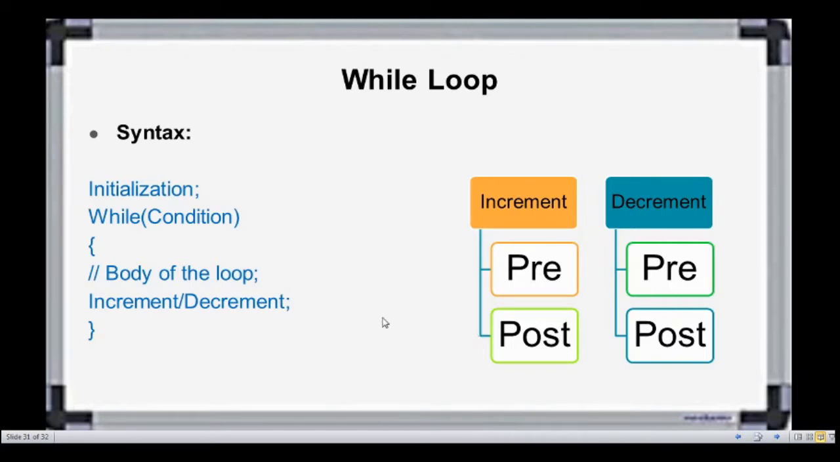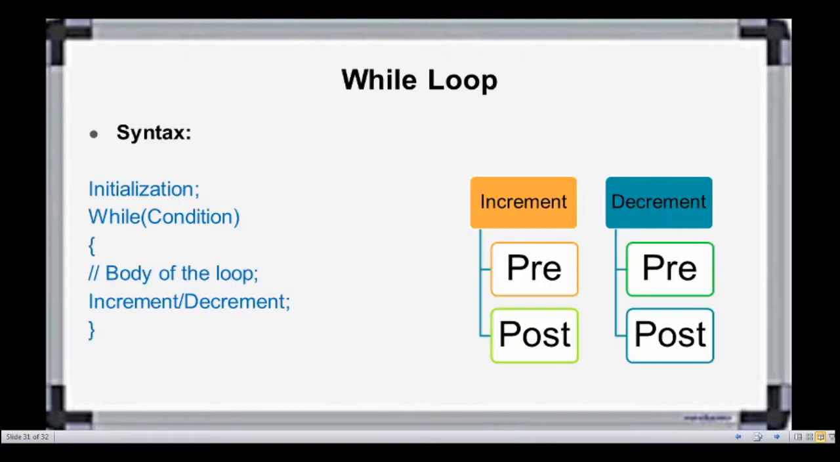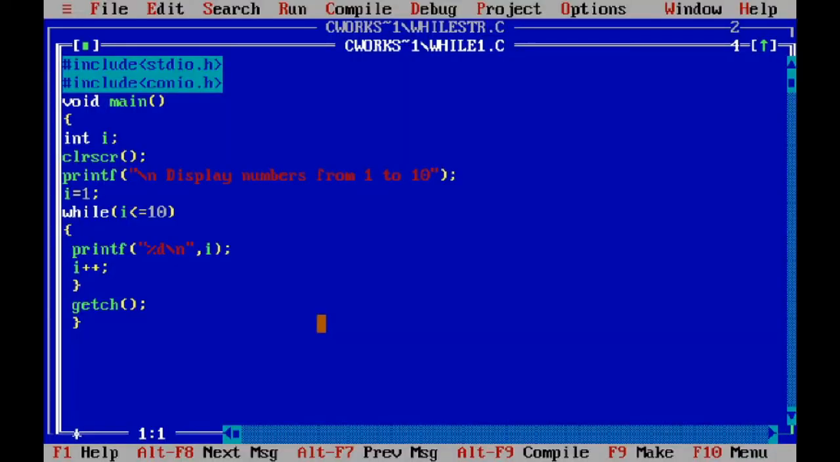Let's see a simple example of while practically. See, this is a simple example of while. Here are the header files. We have already learned how to print numbers from 1 to 10 using the for loop. We are taking the same example for the while loop also. int i, then clrscr, then printf: display number from 1 to 10. Here we are providing the message 1 to 10.